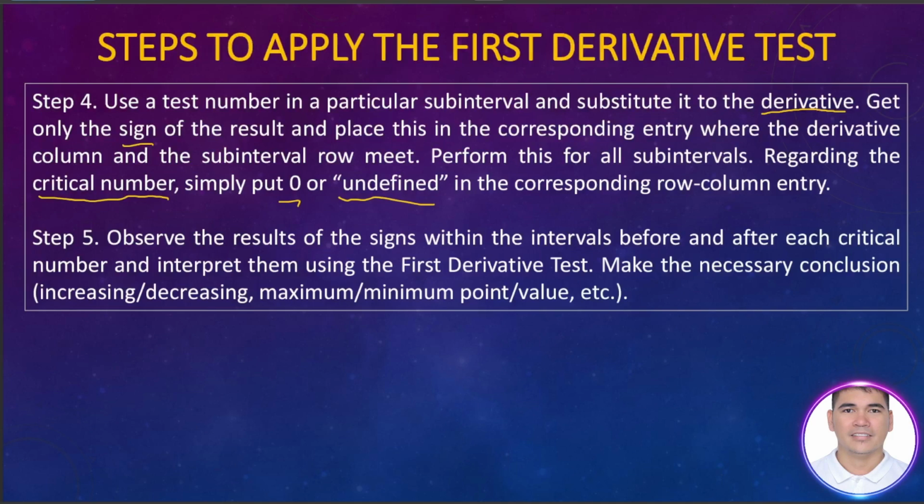Step 5, observe the results of the sign within the intervals before and after each critical number and interpret them using the first derivative test. Make the necessary conclusion, can be increasing or decreasing, maximum or minimum point value, and etc. So those are the 5 steps to apply the first derivative test.